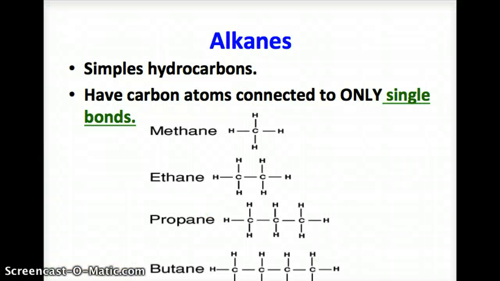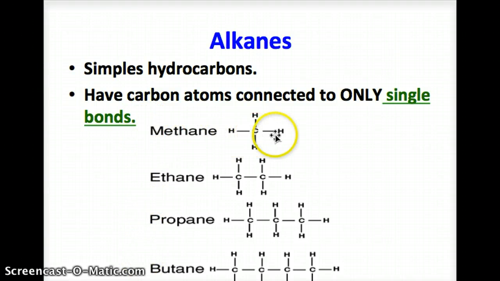A few more things I want to talk about are three different types of hydrocarbons. The first one are called alkanes. Because there's a letter A, just know that this is the simplest of them all. They're simple hydrocarbons. They have carbons connected to only single bonds, meaning around carbon there should only be single bonds. So here's an example. Methane has one carbon surrounded by four hydrogens. Ethane has two carbons surrounded by hydrogens. Propane and butane, I would like you to memorize these.